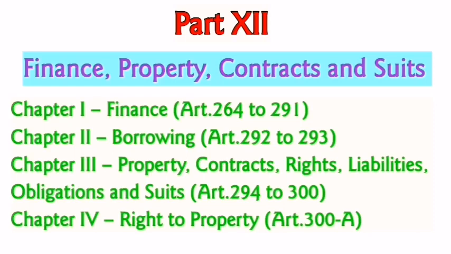Chapter 1 is finance, and Articles 264 to 291 come under Chapter 1. Chapter 2 is about borrowing, and Articles 292 to 293 come under Chapter 2. Chapter 3 is about property, contracts, rights, liabilities, obligations and suits. Articles 294 to 300 come under Chapter 3. Chapter 4 is the right to property, and Article 300A comes under Chapter 4.